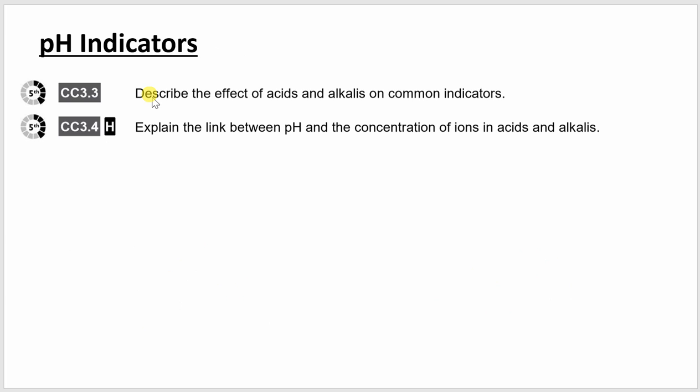So in this video, we've looked at how indicators indicate to us whether a substance is acid, alkali or neutral, and we know that that change in colour is due to the concentration of hydrogen and hydroxide ions in the solution.